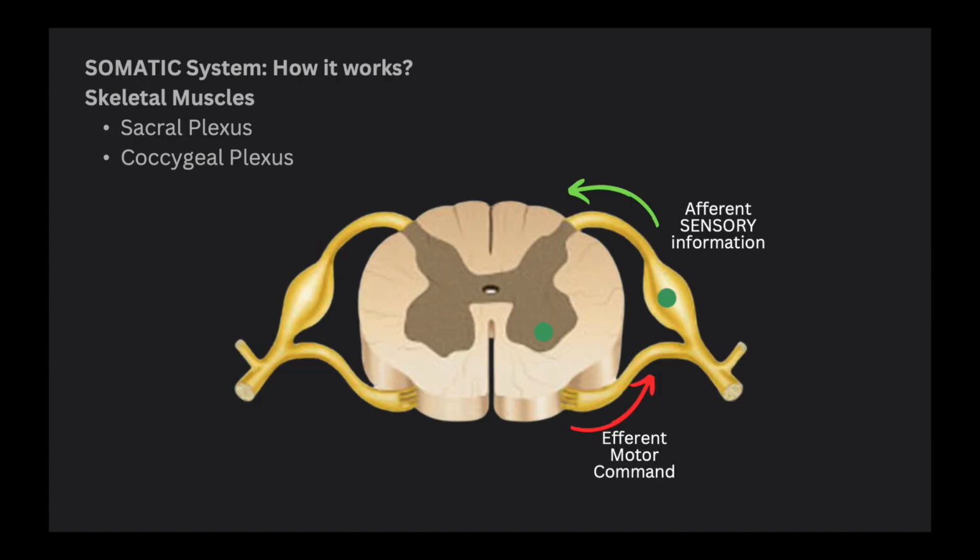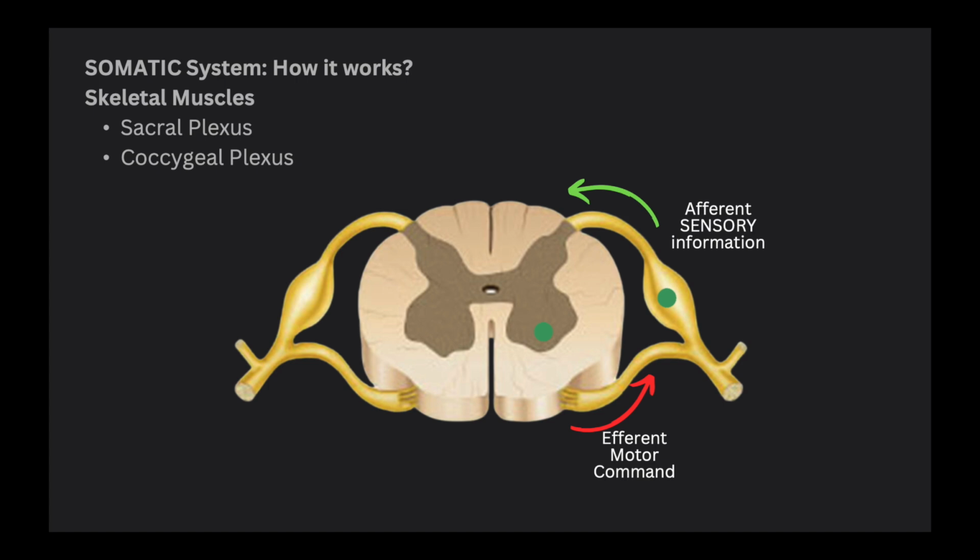Forget about the pelvis and urogynecology for a moment. Let's revise the basics. So this is how the somatic system works. From the skeletal muscles, the sensory information travels through the dorsal root to the spinal cord, and the response to it comes out from the ventral root as a motor reaction.